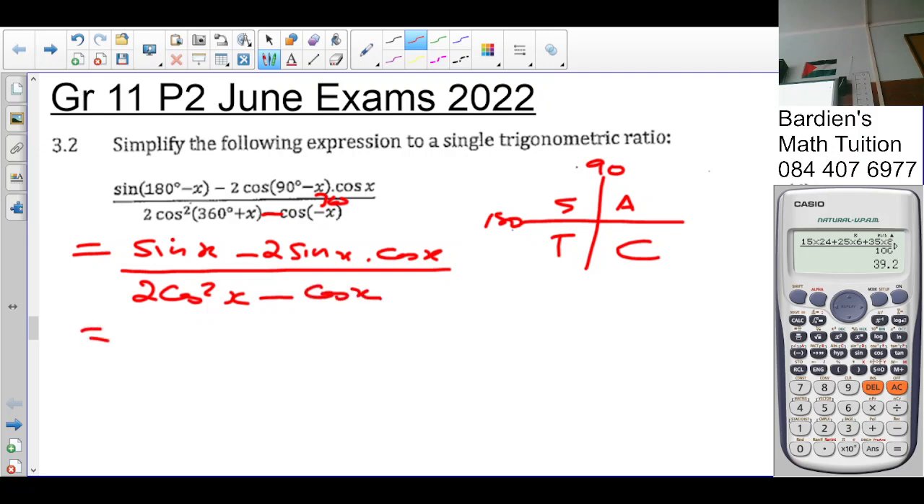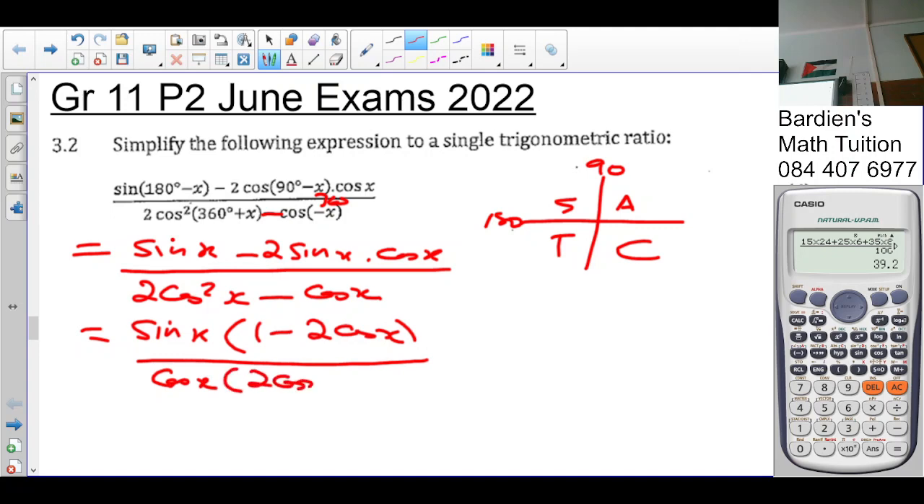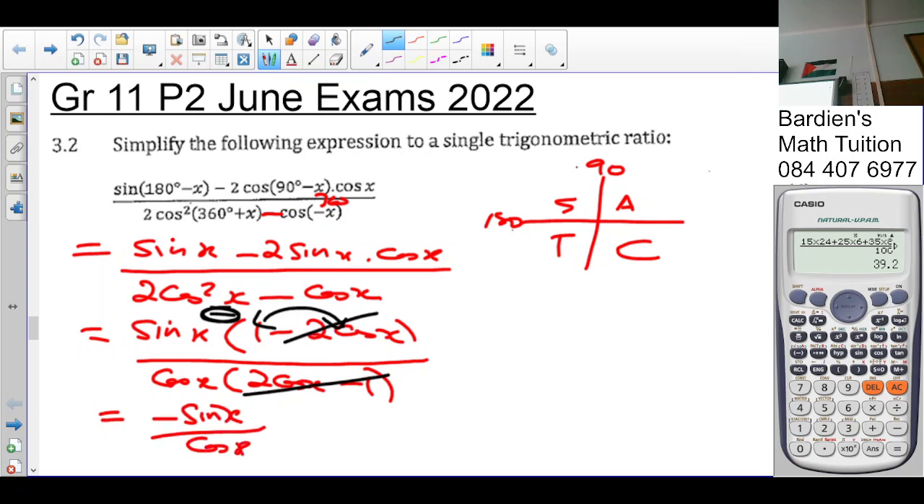What do you notice on top? We have a common factor of sine x. So I'm left with 1 minus 2 cos x over, what is common in the denominator? Cos x. So it's 2 cos x minus 1. Is 1 minus 2 cos x the same as 2 cos x minus 1? No. So I swap one of them around. Of course a negative will come out, making this negative sine x over cos x. That will now cancel when you swap them. What is sine over cos? Tan. So it's negative tan of x.